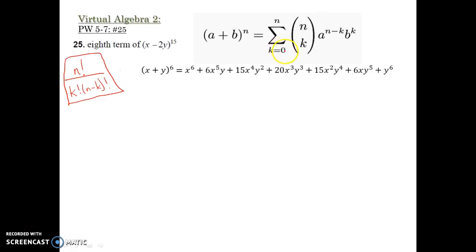For the first term, k is going to be 0. For the second term, k is going to be 1. And you can see that working if you look right here. B to the k, right? So in this case, a is x and b is y, n is 6, and when k is 0, so if the first term k equals 0, we would put a 0 in here, so b to the 0, or in this case y to the 0, and that's why the y doesn't show up, because y to the 0 is 1, and x would be to the n minus 0, and n is 6. 6 minus 0 is 6, so that's why we got the 6th power here.